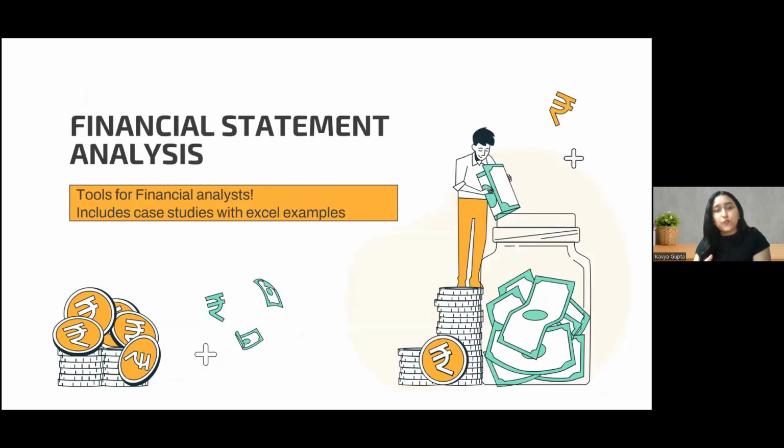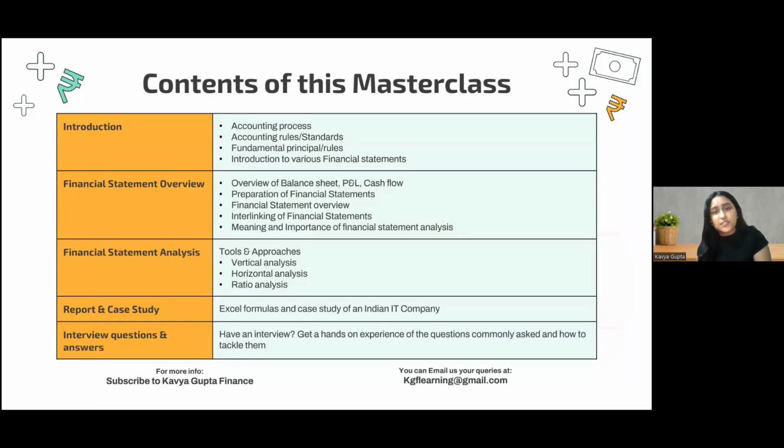So, let me quickly walk you through the contents of the session, and let's discuss how we are going to proceed with it and what you can expect out of it. So we'll start with a basic introduction where we'll talk about the accounting process, the accounting rules, what standards govern the preparation of the financial statements, and what is the entire process that leads to bookkeeping and finally preparing the financial statements. We'll also be talking about the various financial statements because they form the basis of analysis, right?